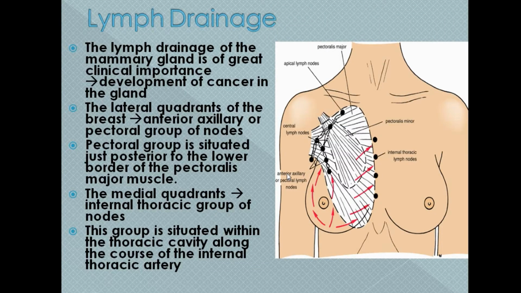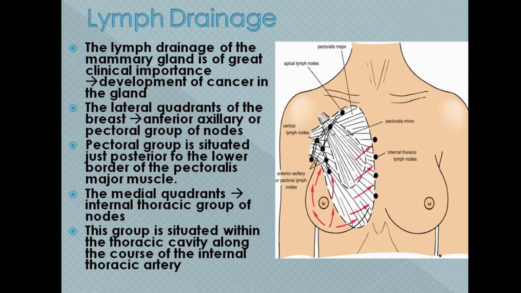Now, the important part is the lymphatic drainage. The lymphatic drainage of the breast is considered in four quadrants. We divide the breast into the outer upper quadrant, the outer lower quadrant, the inner medial quadrant, and the inner lower quadrant. Most of the inner medial and inner lower quadrants drain into the internal thoracic group of lymph nodes, while the rest of the breast, that is, the majority of the upper outer quadrant and part of the lower quadrant, drains into the axillary group of lymph nodes.